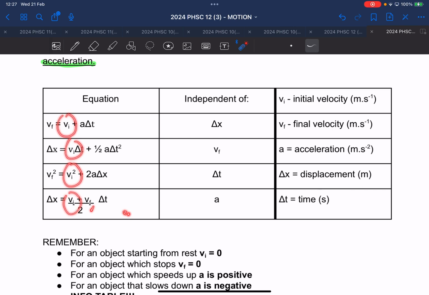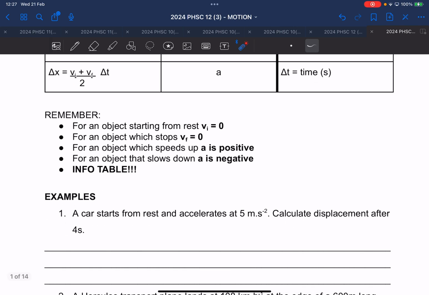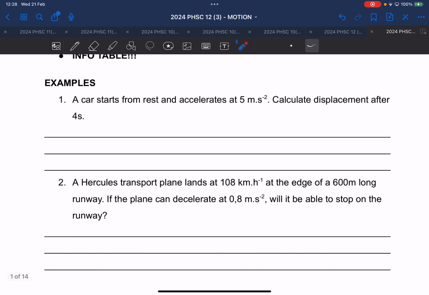Then another reminder from grade 10, if we say an object starts from rest, it means the initial velocity is 0. If it stops, final velocity is 0. If it speeds up, then the acceleration is positive. If it slows down, then it's negative. And then I said, remember your info table. Okay. So let's look there at an example.